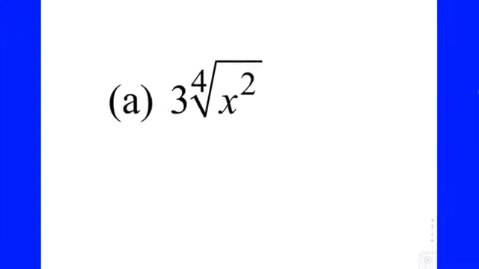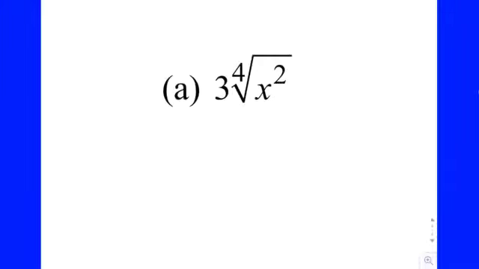Simplify the following if possible. 3 times the fourth root of x squared. We got to simplify that. Is it 7? I'm guessing. Is it 7? I don't think so. What can we do to simplify that? It looks pretty good to me.